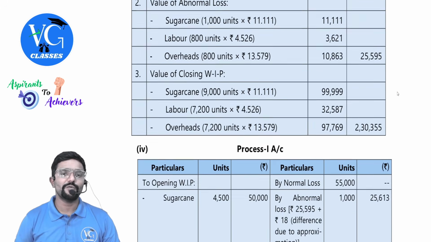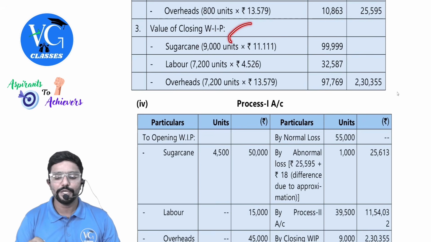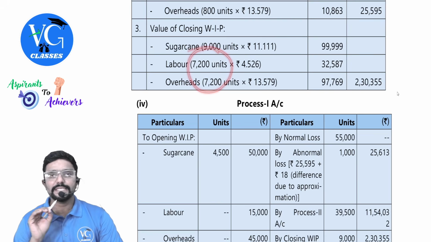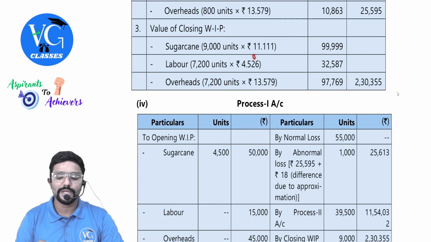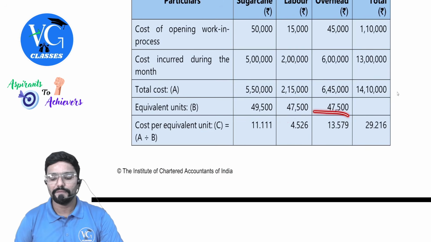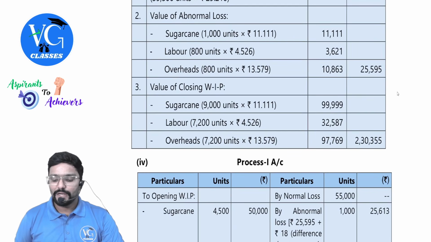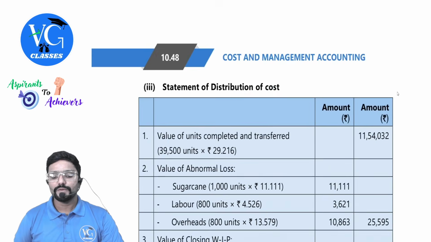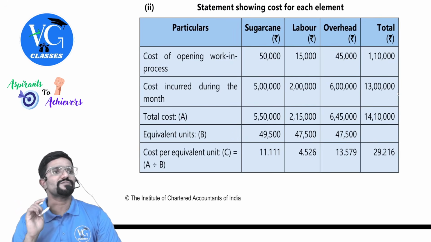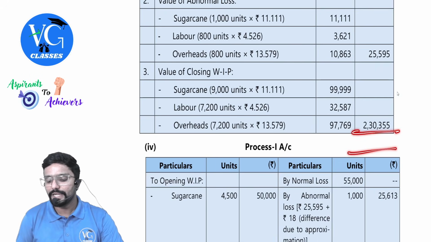25,595. Then coming to the value of closing WIP, the sugarcane equivalent units of 9,000 into the material cost per equivalent unit. Then for labor and overhead, the same equivalent units into the cost per equivalent unit, whatever we would have got in the previous table, guys. So we got the value of closing WIP. Here also, as we are following the weighted average method, the total has to match. The total cost is 14 lakh 10,000. Here the total has to come as 14 lakh 10,000.